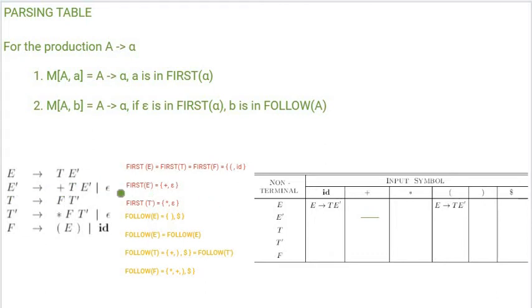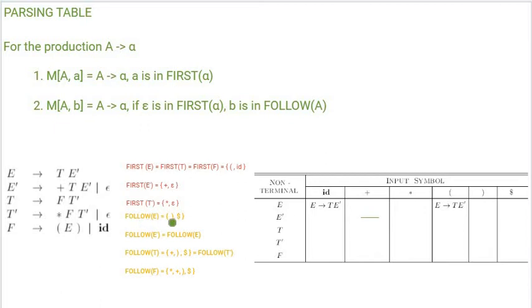In addition to that, you also have one more rule, that is E dash tends to epsilon. Once you have a production like this, then you have to compute first of epsilon. First of epsilon is epsilon. So once the first of alpha contains an epsilon in it, what you have to do is add this production E dash tends to epsilon in follow of E dash. What is follow of E dash?